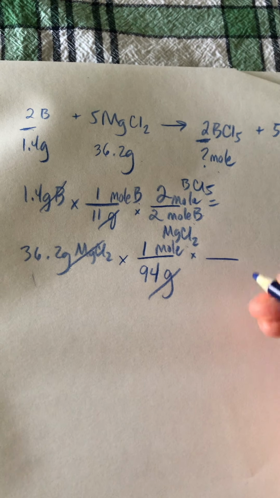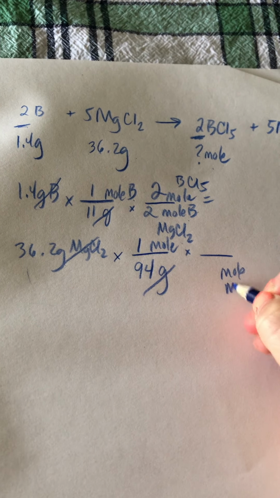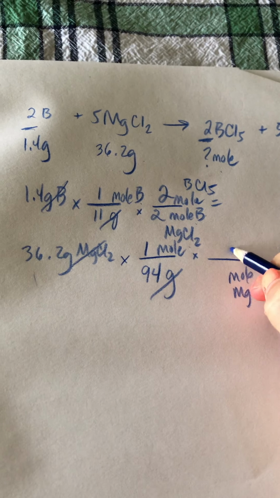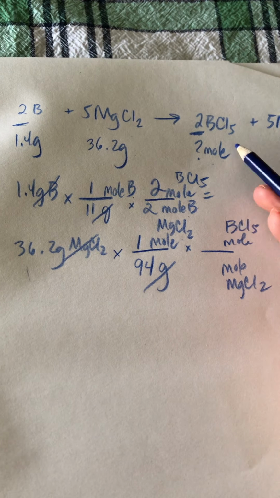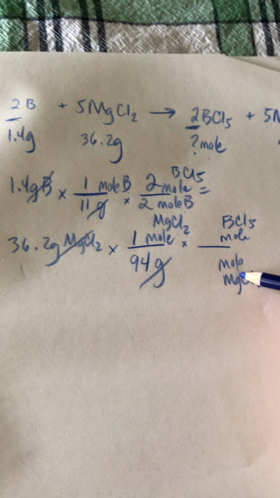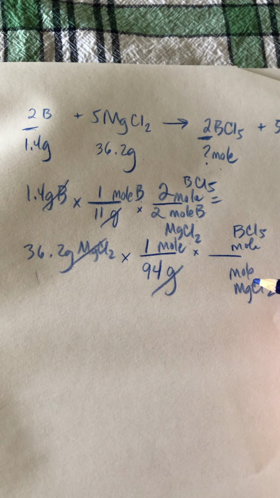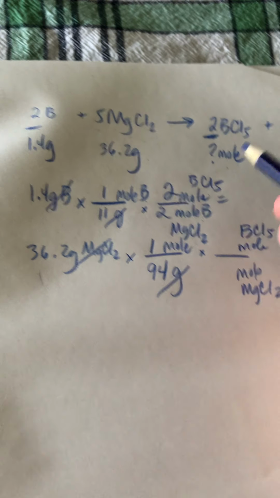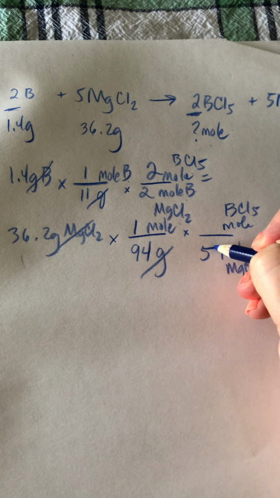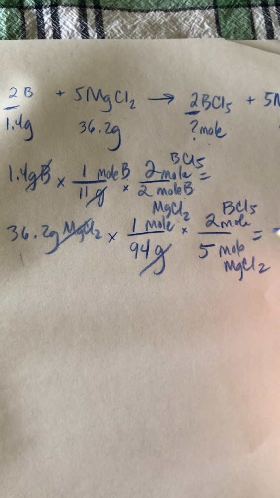And then magnesium chloride goes on the bottom here, and we're going to moles of BCl5. It's very important to go to the same compound for both of these, because you won't figure out what the limiting reactant is if you don't. So there's a 5 in front of magnesium chloride, so you put a 5 there, and there's a 2 there. And then you solve.